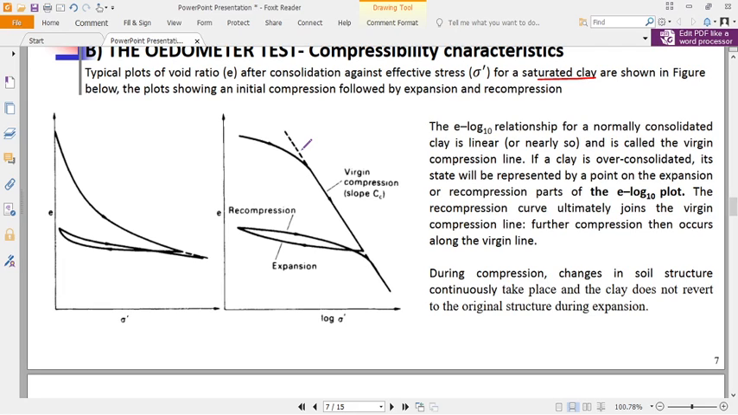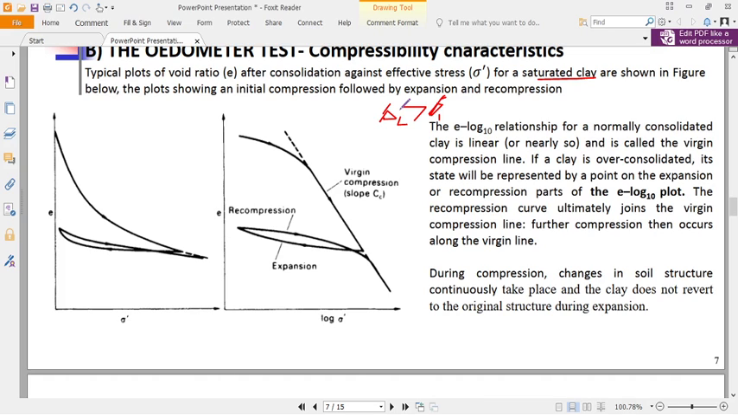If the clay is over consolidated, a soil is over consolidated when the pre-consolidation stress is greater than the current overburden stress. Okay, you mean that the soil has ever experienced a loading more than what it is currently experiencing. So when it is experiencing a load which is lower than what it has ever experienced, then we can say it is an over consolidated soil.